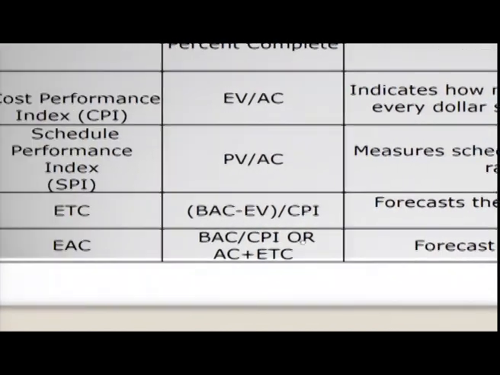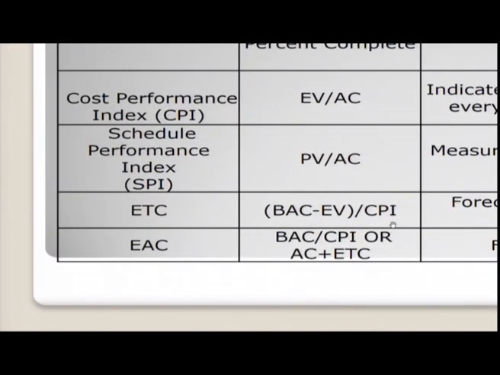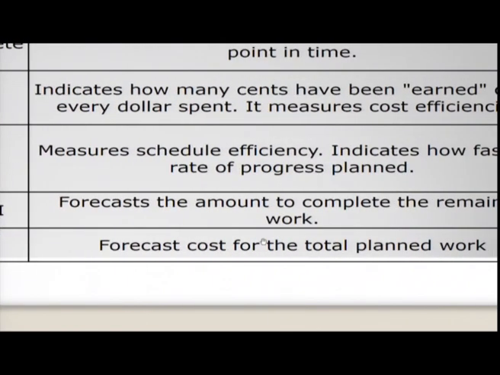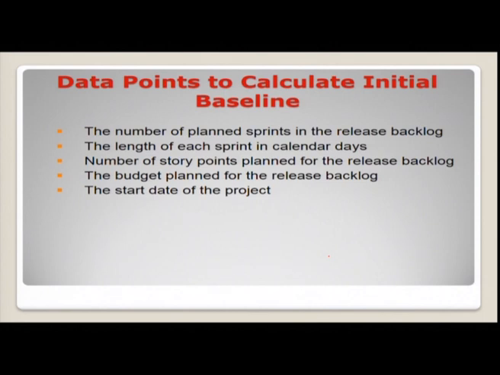Then next is EAC, estimate at complete. Here the formula is budget at complete, BAC, divided by cost performance index, CPI, or it can be the summation of actual cost and the estimated time to complete, AC plus ETC. It forecasts the cost for the total planned work.